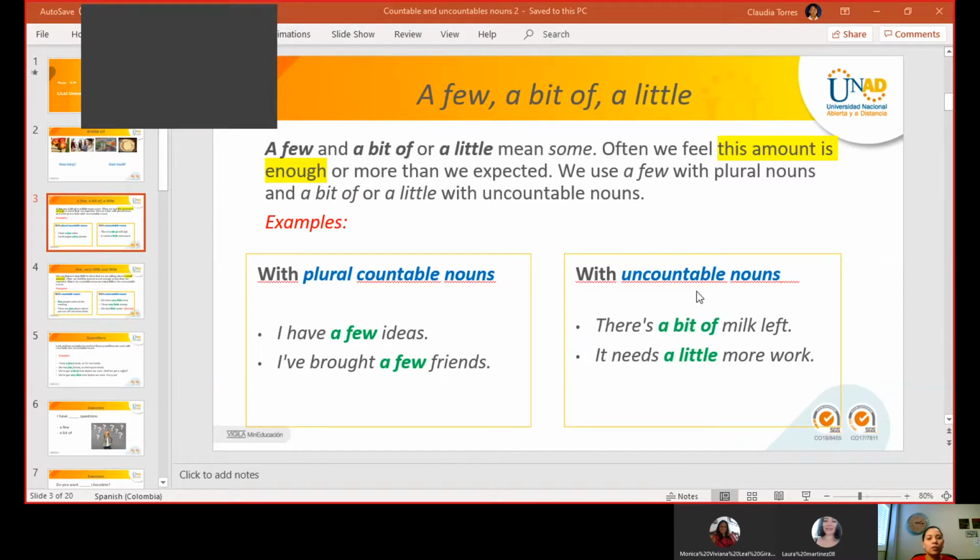Now, when you have uncountable nouns, you use a bit of or you use a little. Remember, you cannot count the milk, okay? And you cannot count work. And then you say, there's a bit of milk left, right? And then you also say, it needs a little more, okay? So here you're saying that there's some milk. There's some, but instead of some, you use a bit of. So it could be a small amount, but it's enough, right?